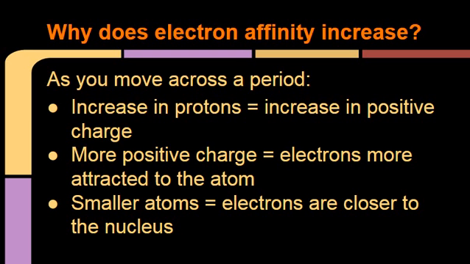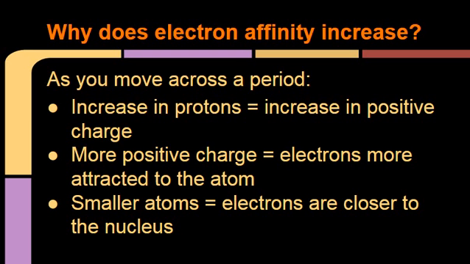And then the smaller atoms are also going to be able to attract electrons easier because the electrons from another atom can get in closer to the nucleus, and electrons like to be nice and close to the nucleus. So electrons like to go to small atoms because then they can be nice, cozy, comfy, right in with that nucleus.